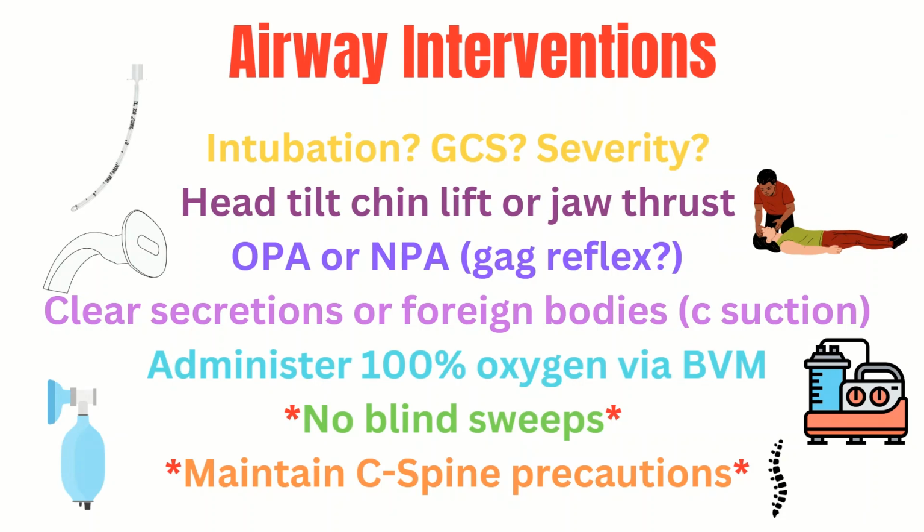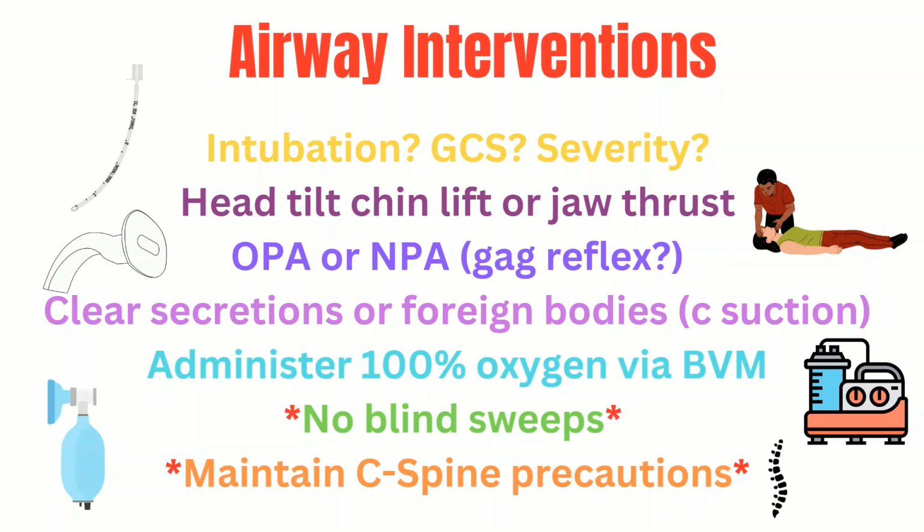Now, when it comes to interventions, at the top is intubation. Is their mentation so decreased that they need to be intubated? Or perhaps their oral swelling is rapidly getting worse and you have to intubate in order to keep and maintain an airway? Or on the other hand, can you do a simple head tilt chin lift or a jaw thrust and open the airway that way? Perhaps also inserting an OPA or NPA, whatever the situation calls for, and provide oxygen via a bag valve mask.